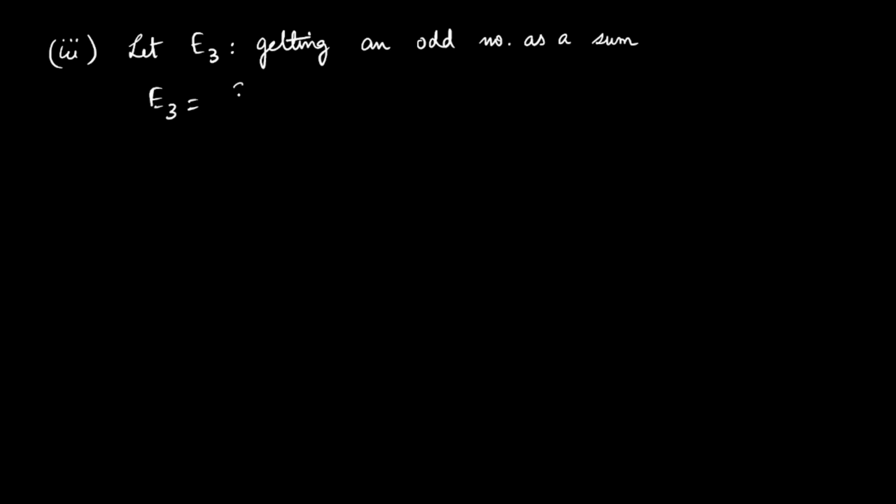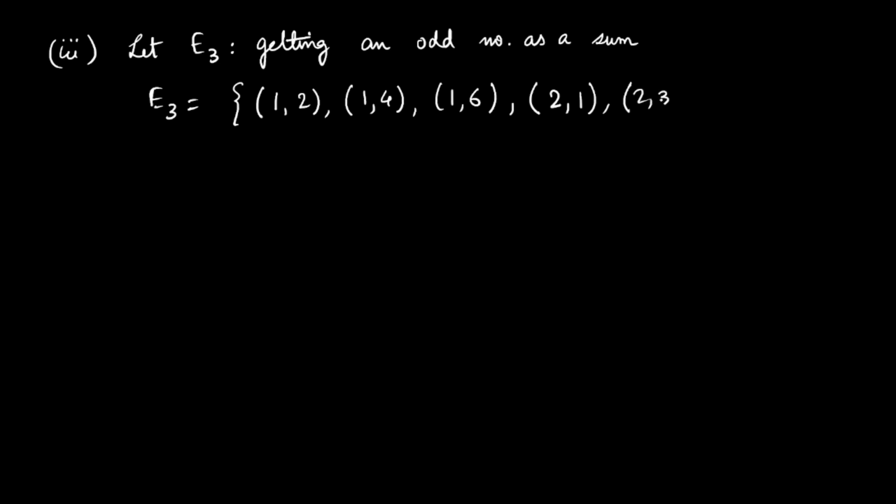So the elements will be 1, 1 is not possible, that will give 2, so 1, 2. 1, 3 not possible, so 1, 4. 1, 5 not possible, so 1, 6. For 1 it's done. Now for 2, 2, 1 it's possible. 2, 2 is not possible. 2, 3 is possible. 2 comma 4 is not possible. 2 comma 5 is possible. 2 comma 6 is not possible. So for 2 it's done.